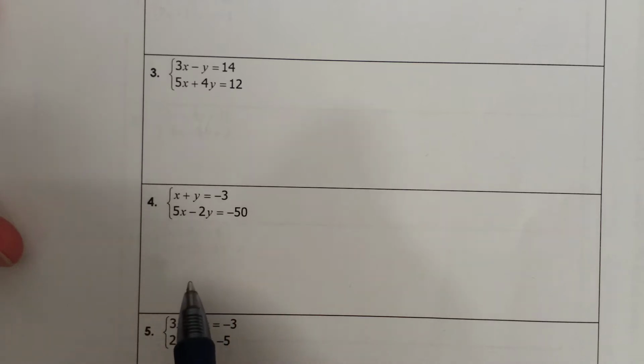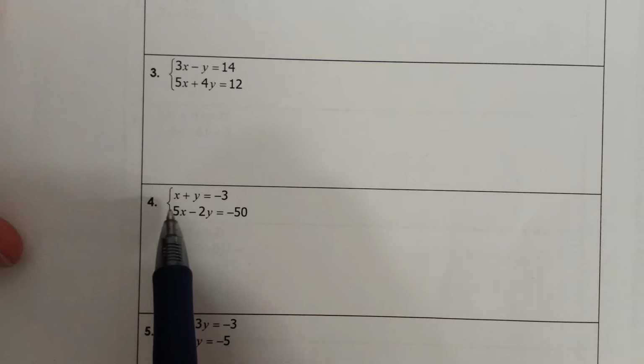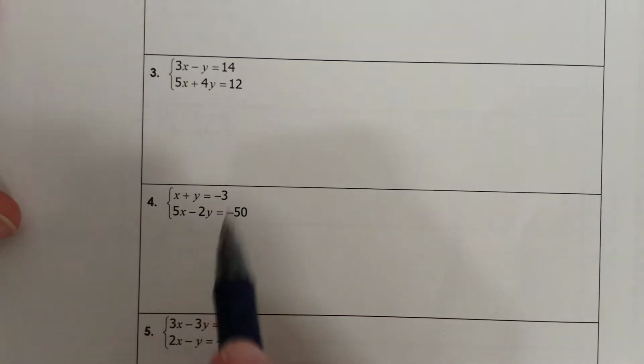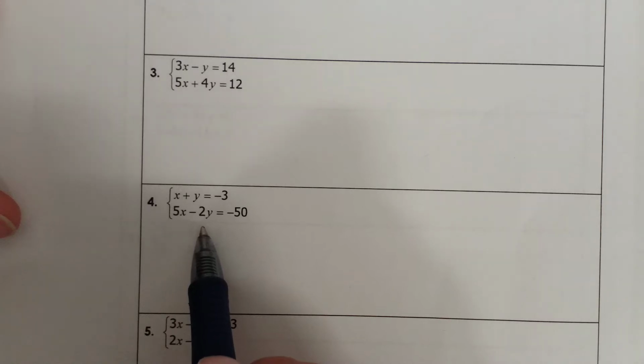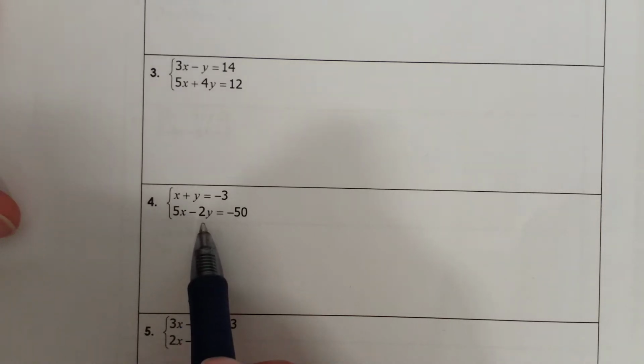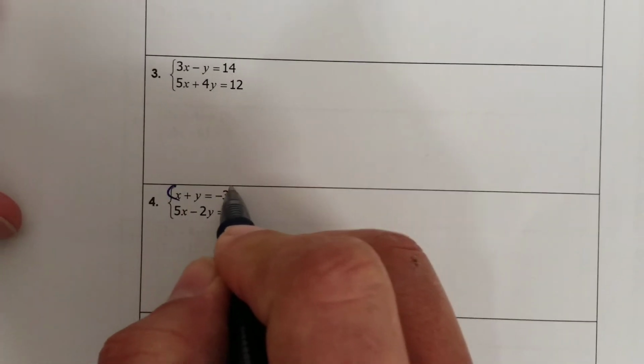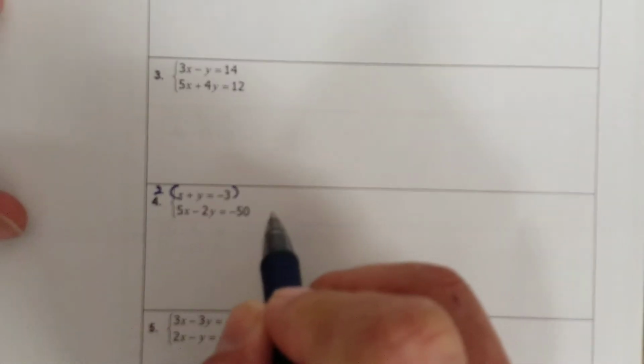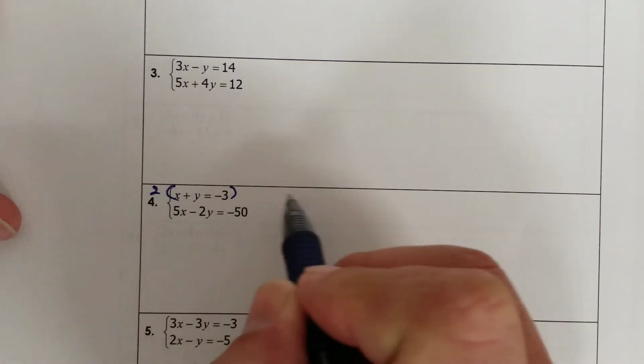So in this particular problem, I've got 2 things I could do. I hope you see this. I can multiply the top equation by 5 to make these 5x's the same, or I can multiply the top equation by 2 to make that a 2y, and that's a -2y. And that's what I'm going to choose to do. You can do either one. I'm going to multiply the top equation by 2.